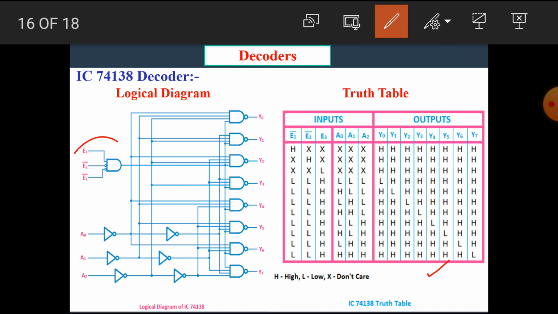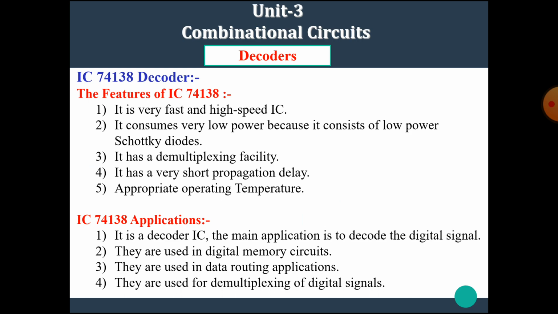That means the enable criteria for all the gates is same, except that each gate has a different one. That means Y0 is made up of A0 bar, A1 bar and A2 bar. It means A0 bar, A2 bar and A1 bar, we get Y0. Similarly, we can draw diagram for Y1 to Y7 also. I hope you all understand the 74138 decoder.